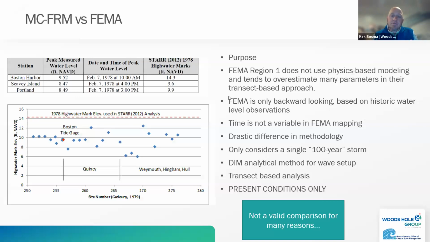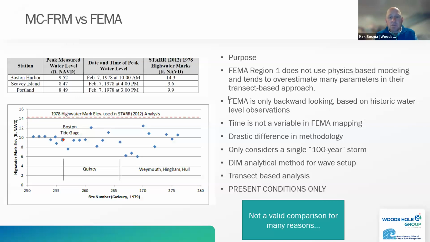So, some of the more technical differences. FEMA Region 1, we've talked about this before, does not use physics-based modeling. Other regions, South Atlantic and Gulf of Mexico, actually do use a very similar approach to MC-FRM, at least up to the coastline, to get the physics of the wave surge combination correctly. But in Region 1, they base it all on historical data. Again, that looks backwards in time. It does not look forward. So there's no sea level rise. There's no climate change incorporated in the FEMA maps.